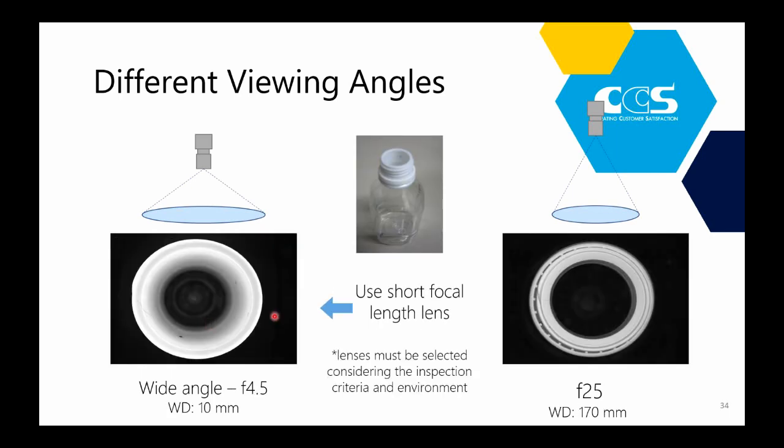Sometimes it's the opposite. Sometimes we need a shorter focal length to solve our application. In this situation, we're looking for a defect on the inside of a bottle. Having a shorter focal length, we want to see down those edges. That's the point now. So now we can see those defects pretty clearly.